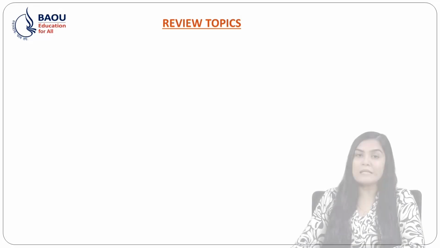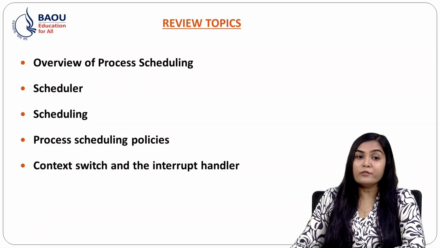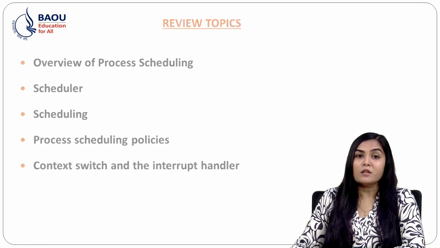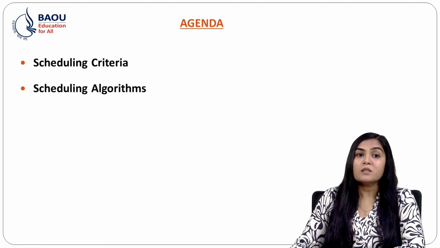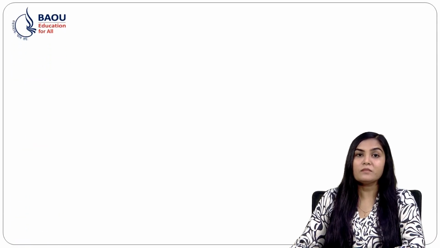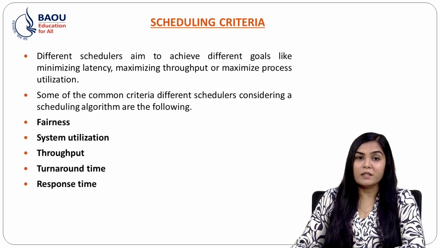So, in our last session, we learned about process scheduling, what a scheduler is, what scheduling is, different types of process scheduling policies, context switching, and also interrupt handling. So, today's agenda will be to learn about scheduling criteria and different scheduling algorithms. So, let's start with scheduling criteria.